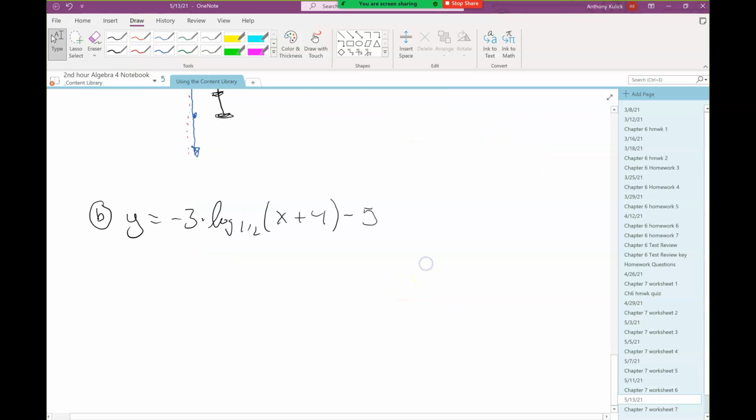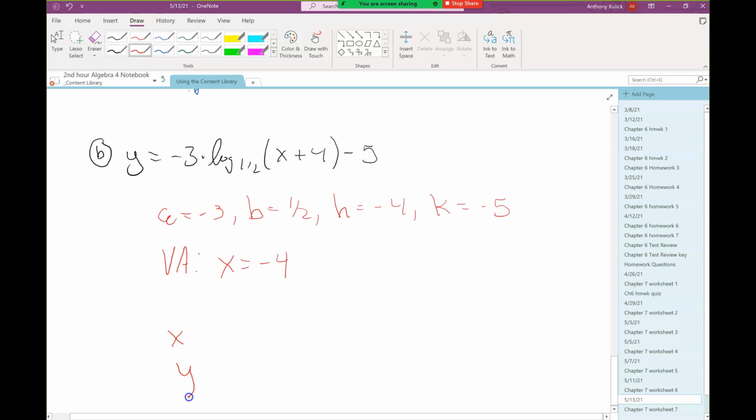Okay. So let's say we want to do negative 3 times log base 1/2 of x plus 4, minus 5. So here my a is negative 3, my b is 1/2, my h is negative 4, and my k is negative 5. Again, remember the h is always the opposite sign of what it looks like in the equation. So my vertical asymptote then is x equals negative 4.